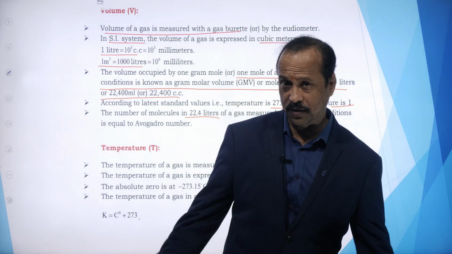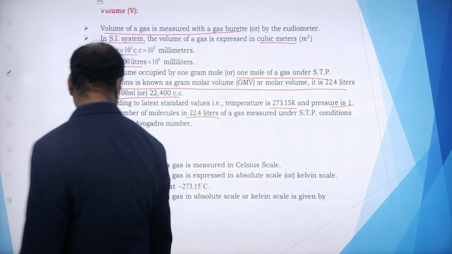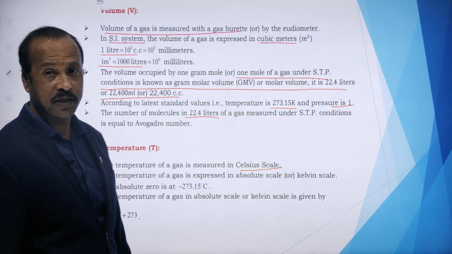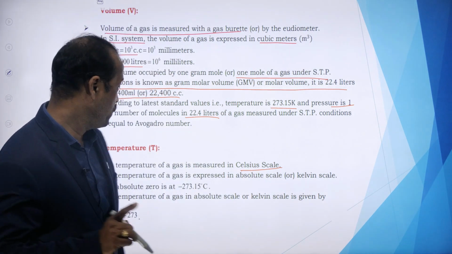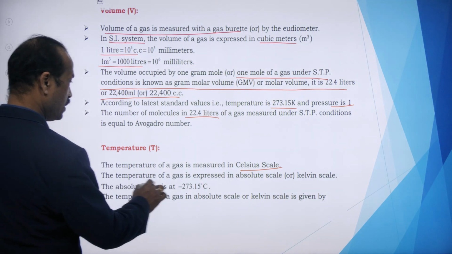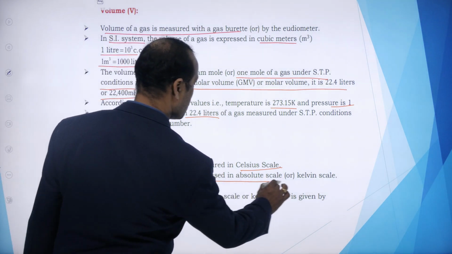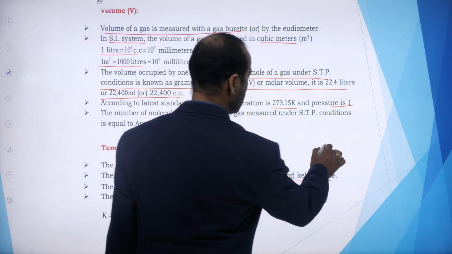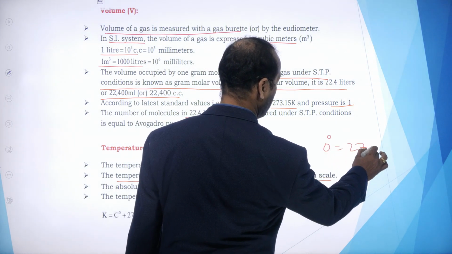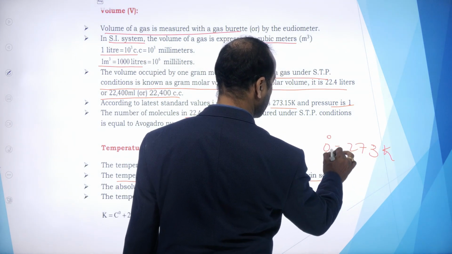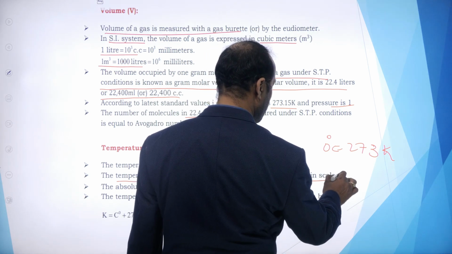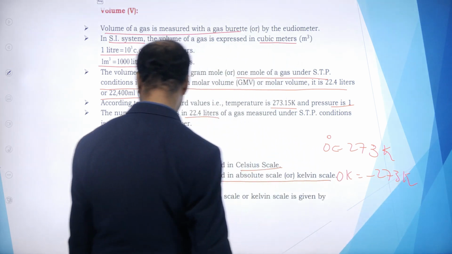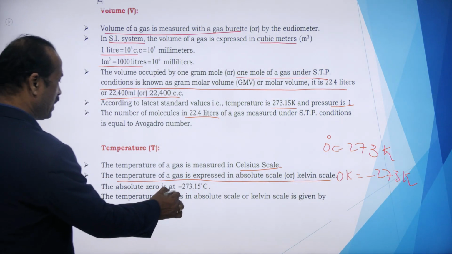Next is what? Temperature. The temperature of the gas is measured in the Celsius scale, but that is not the SI unit. The SI unit of temperature is what? Kelvin, okay? So the temperature of a gas is expressed in the absolute scale, that's called the Kelvin scale. And here 0 degrees Celsius is equal to 273 Kelvin, remember that? And 0 Kelvin is equal to minus 273 degrees Celsius. This you have to remember. So the absolute zero is minus 273.